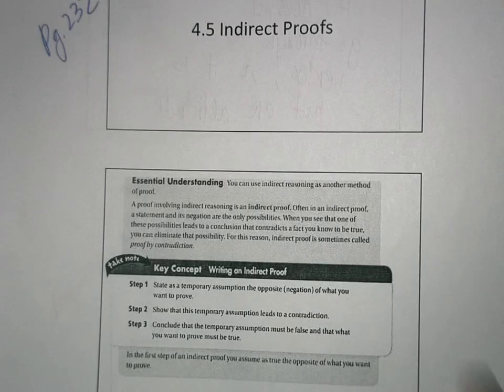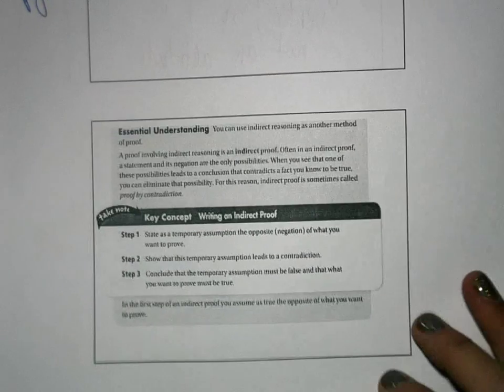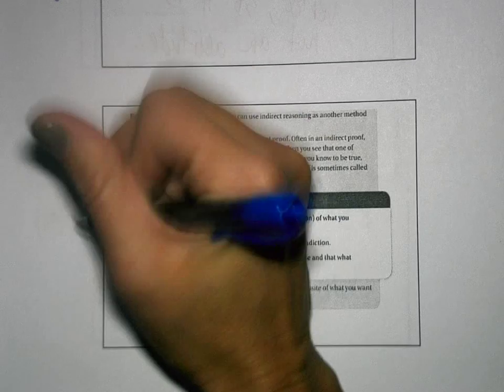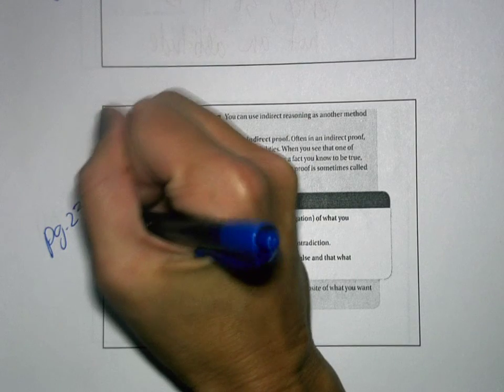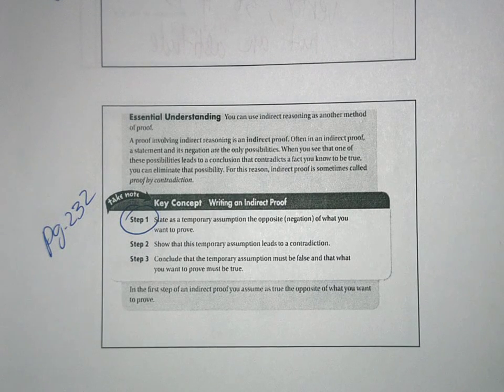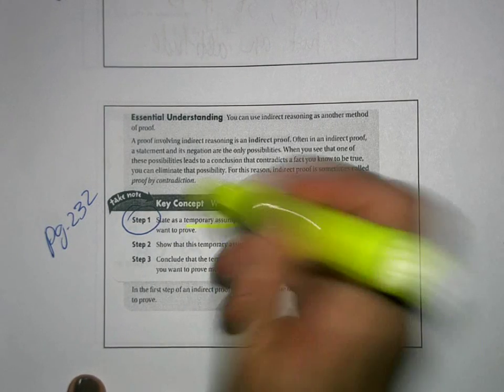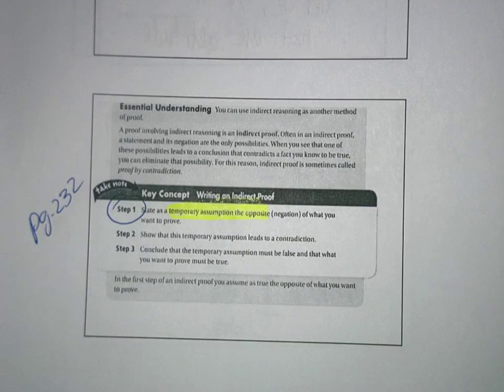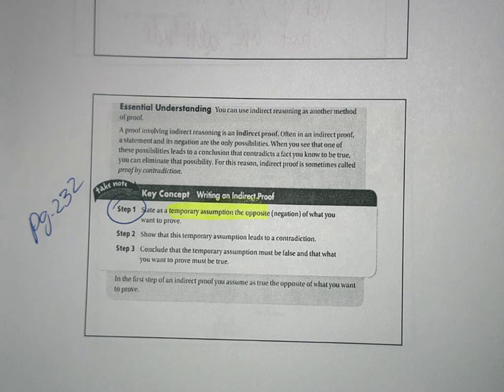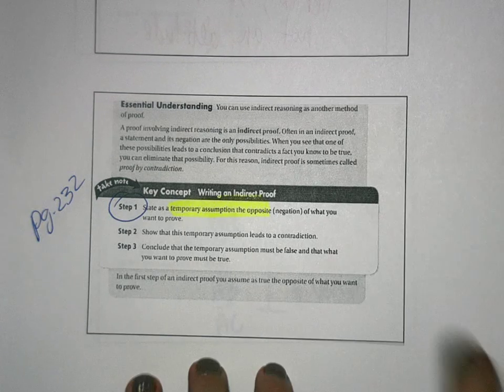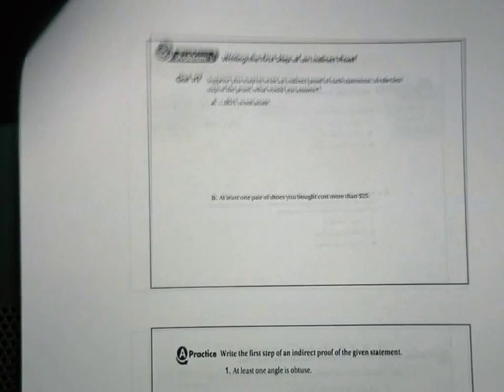Okay, so all we're learning about today is this step 1, which is on page 232. And that is that you state as a temporary assumption the opposite. Okay, so moving on. We're going to move into trying to make counterexamples. So page 232, or sorry, 233.